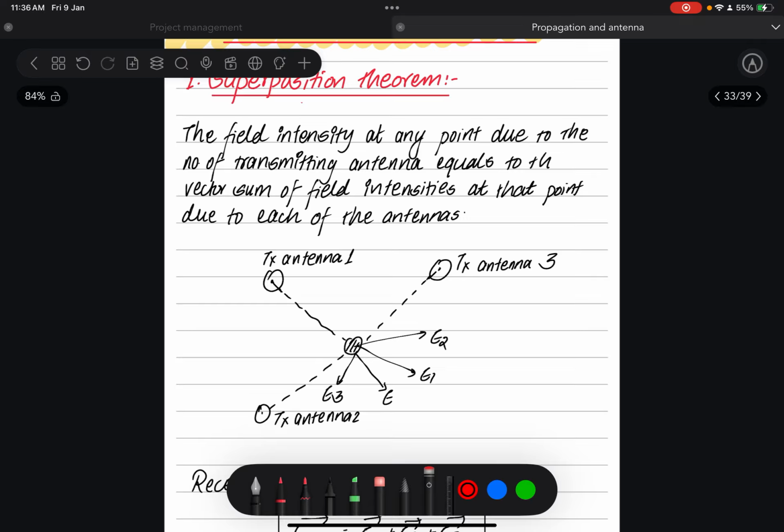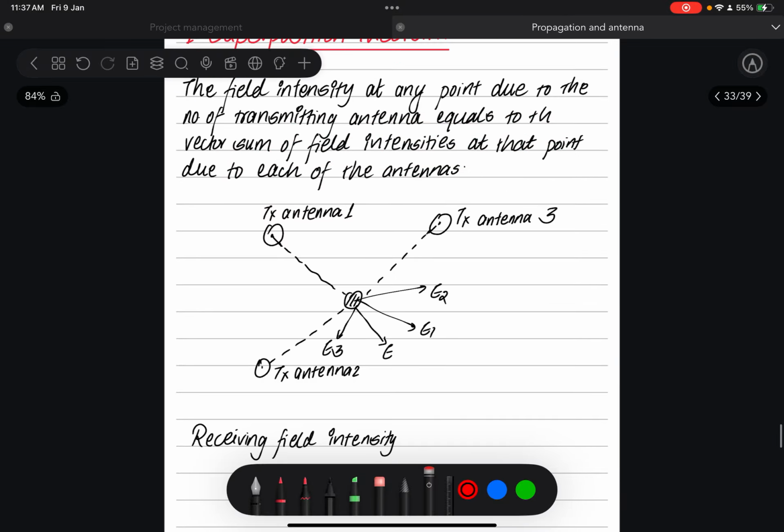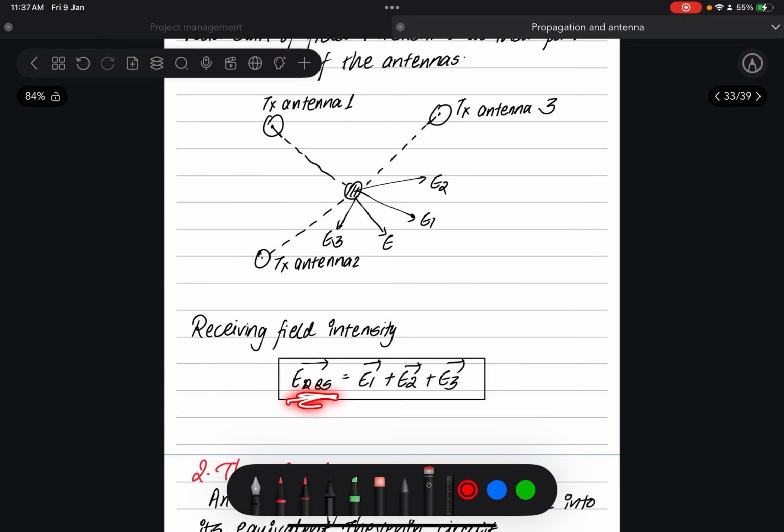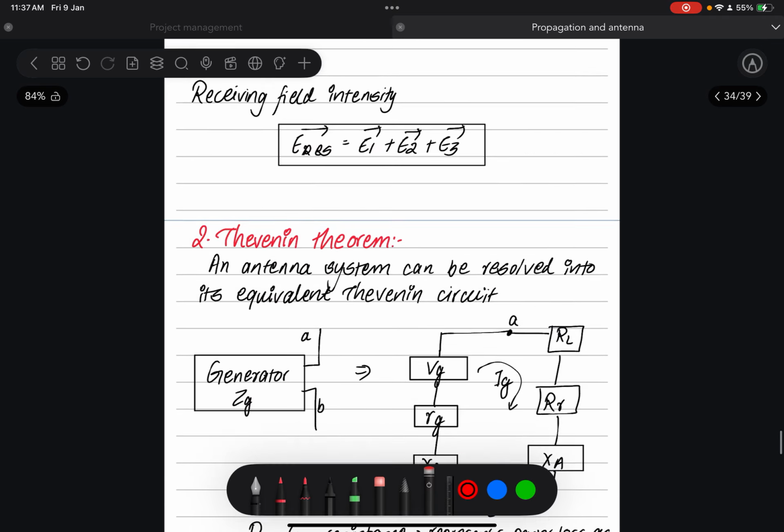Let's read it in proper engineering terms. The field intensity at any point due to a number of transmitting antennas is equal to the vector sum of the field intensity at that point due to each of the antennas. As simple as that. You have to remember, the receiving field intensity is equal to the combined effect of every transmitting antenna.